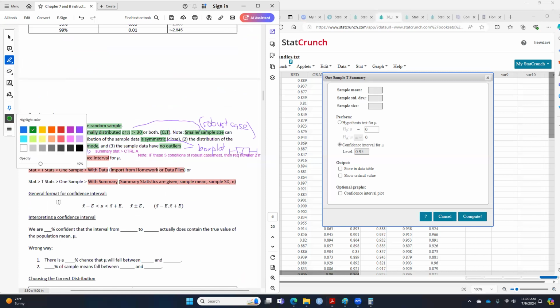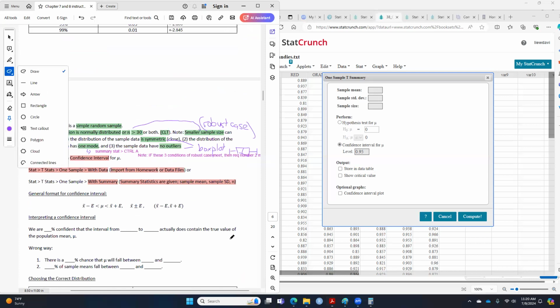How many ways can you write a confidence interval? There are 3 ways. The first way is always the easy way, because StatCrunch is always giving you the lower and the upper limit at the very end. The second way is to write it as blank, mu, blank, which is the first way that we mentioned. That means you put your lower in the first blank and your upper in the second blank.